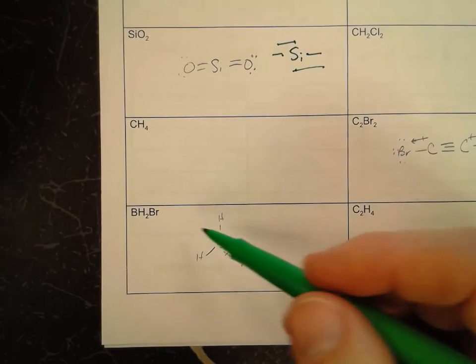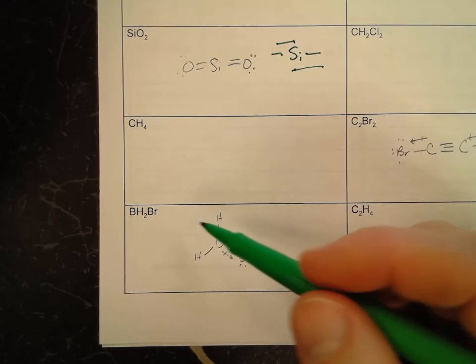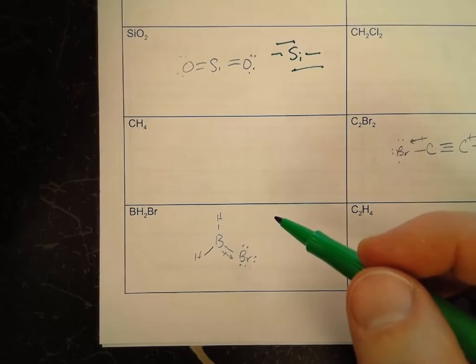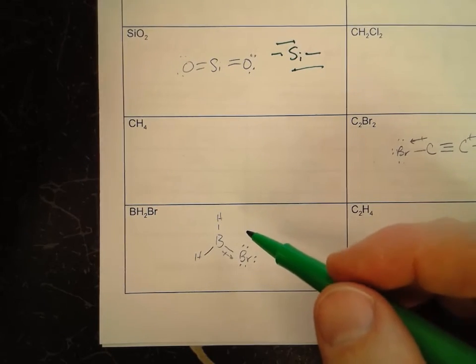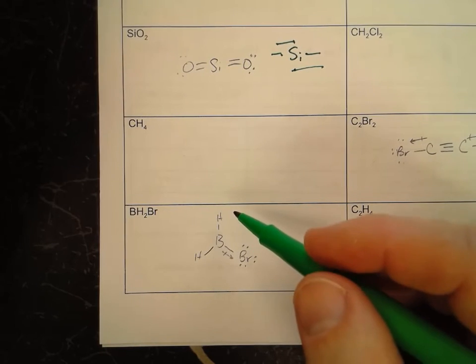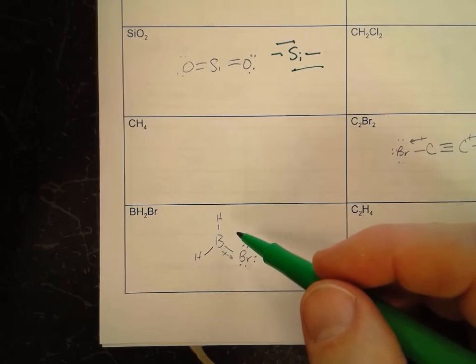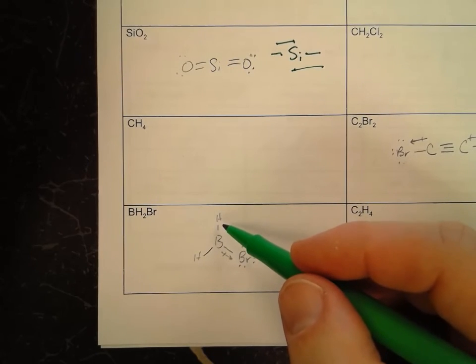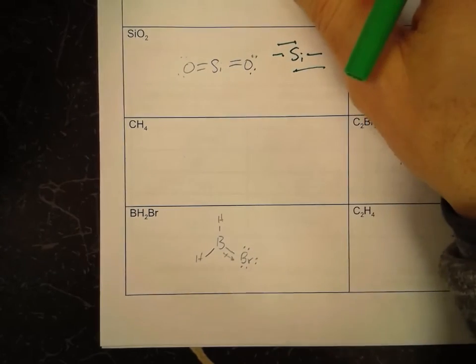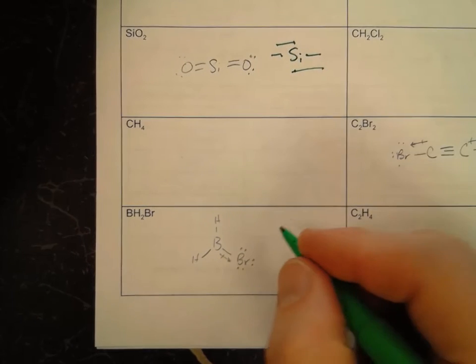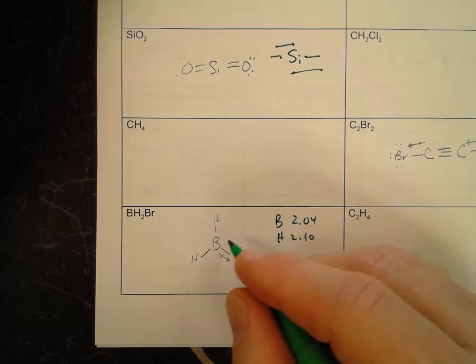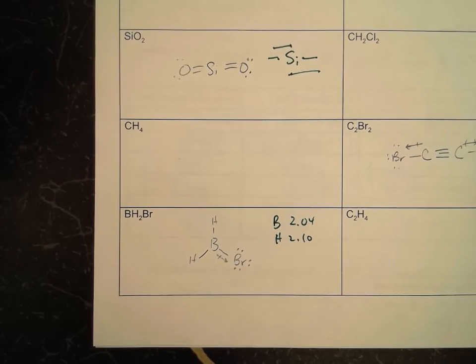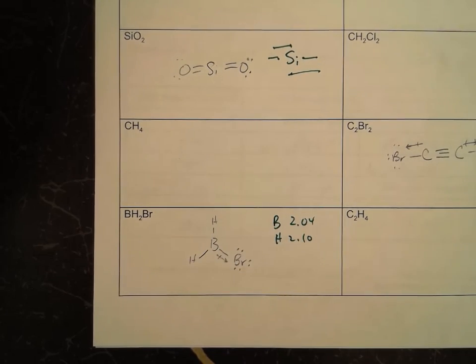Here's BH2Br. So boron is one of those atoms that tends to make three bonds, and as a result, not satisfy the octet rule because there are no lone pairs. Consequently, it'll take a trigonal planar shape. There aren't any dipoles between B and H. You can see that they're very similar in their electronegativities. B is 2.04 and H is 2.10, so there's no dipoles here, but bromine would hog those electrons, making the molecule slightly polar.